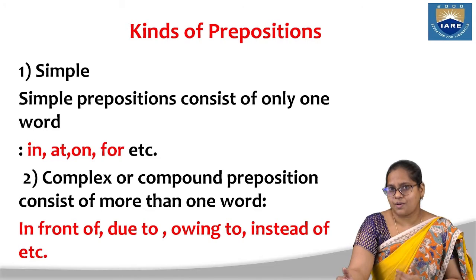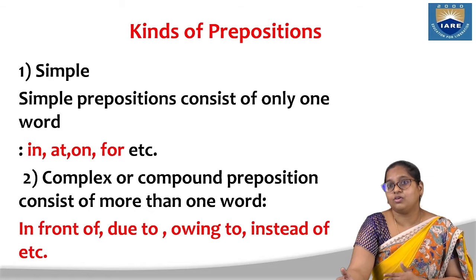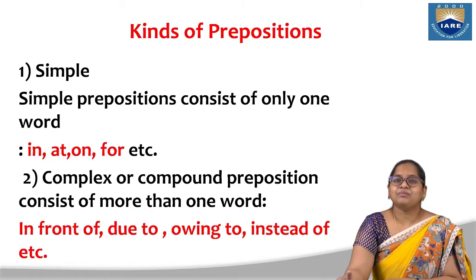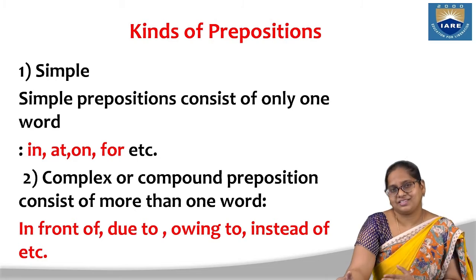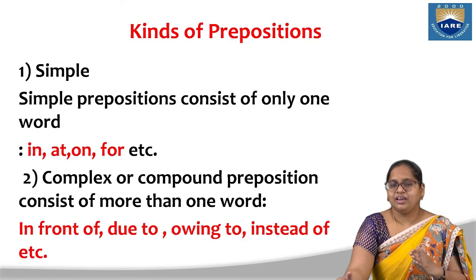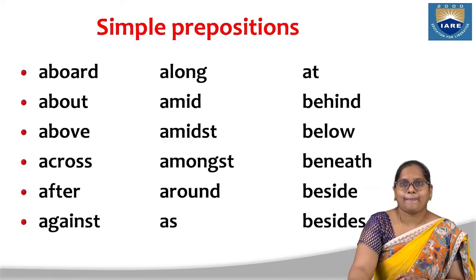So in front of someone, due to this reason, owing to your hospitality, or owing to your debt, or related to that, instead of your arrival, or instead of your performance. You can use all these prepositions, like owing to someone's gratitude, that means due to, again the same reason, right? The meaning. So these are all compound or complex prepositions.